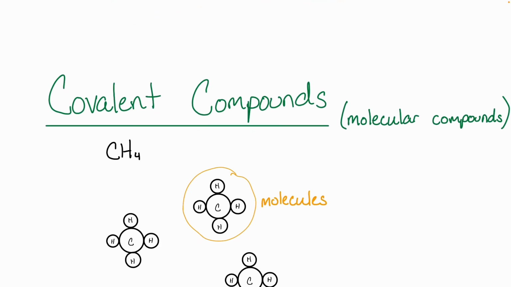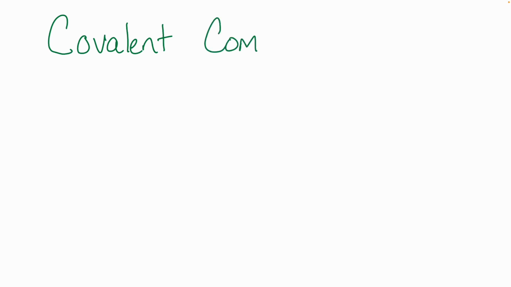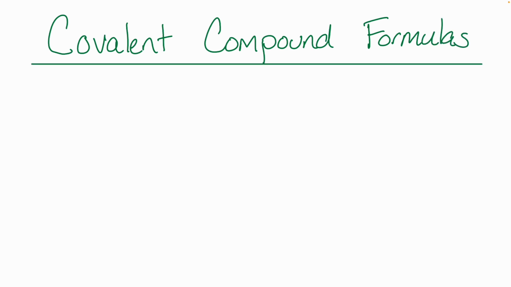Okay, so because of this, we have different rules for constructing our covalent compound formulas as well as naming our covalent compounds. So, covalent compound formulas. All right, let's just take two random nonmetals, the two that are famous in an organic chemistry course, so you'll see them a lot in chemistry, carbon and hydrogen.